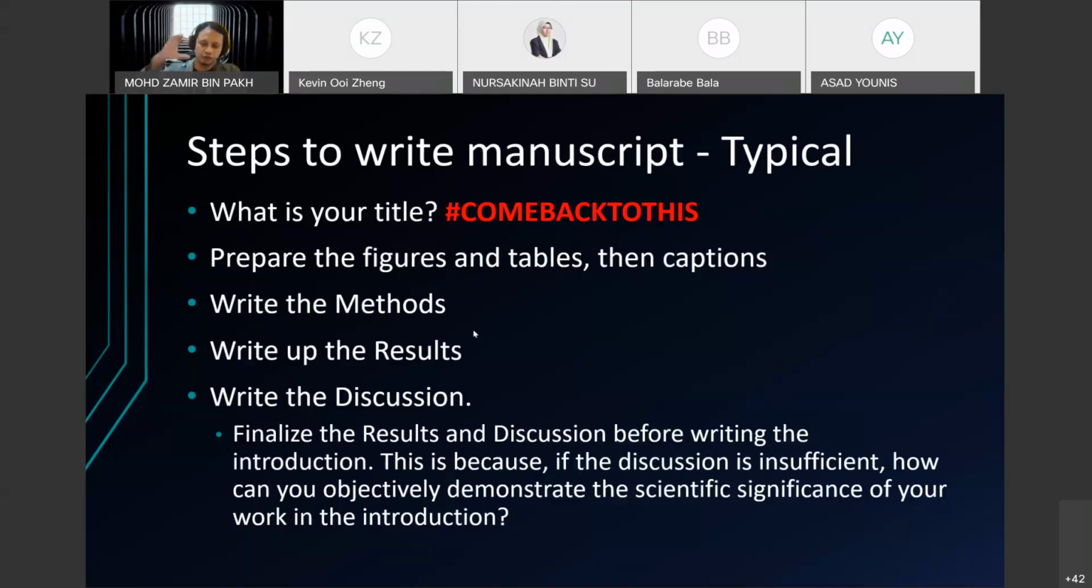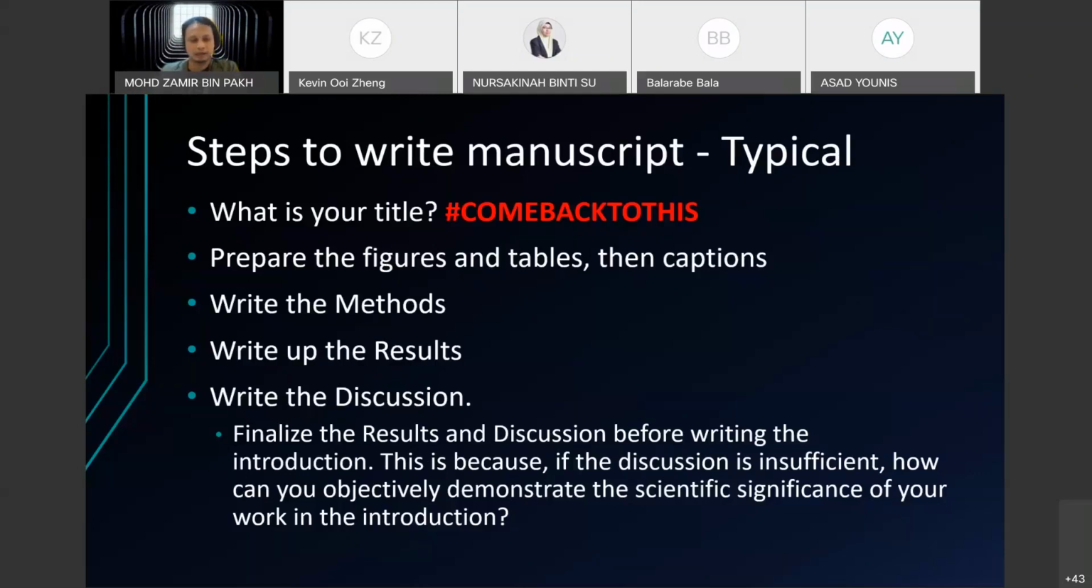Then you go to figure 2, explain your results, and discuss figure 3, table 1, and so on, and you finish. Title, figure, table, method, result, discussion, done. And then after the result discussion is usually the conclusion.